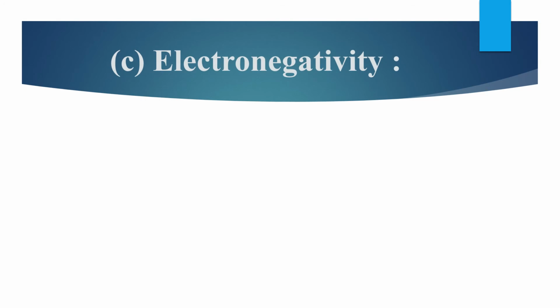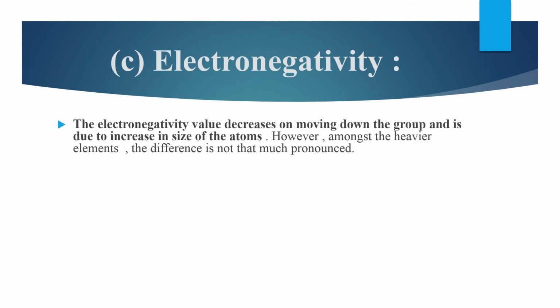Next is electronegativity. The electronegativity value decreases on moving down the group and is due to increase in the size of the atom. Also here the electronegativity is inversely proportional to the size of the atom. As we move down the group, electronegativity again decreases on increasing the size of the atom. However, amongst the heavier elements, the difference of electronegativity is not that much pronounced.